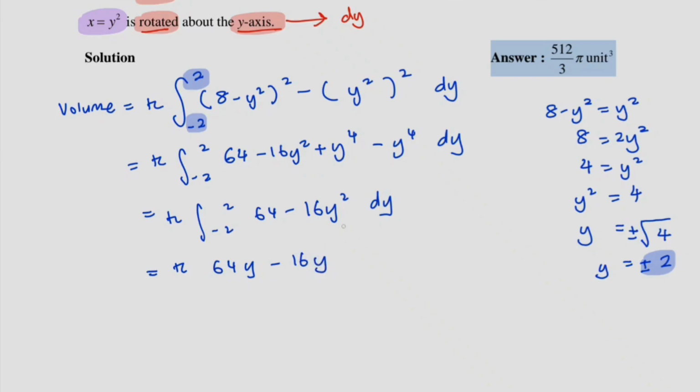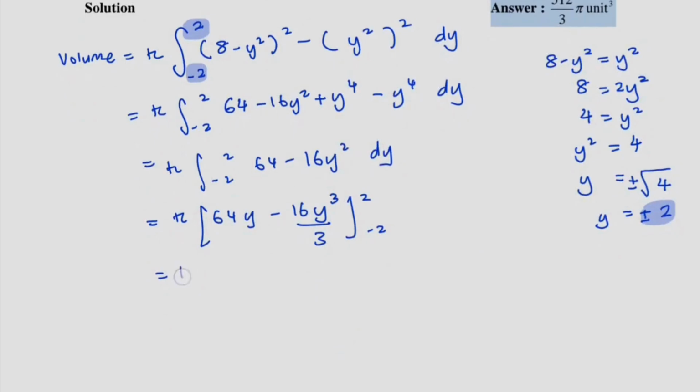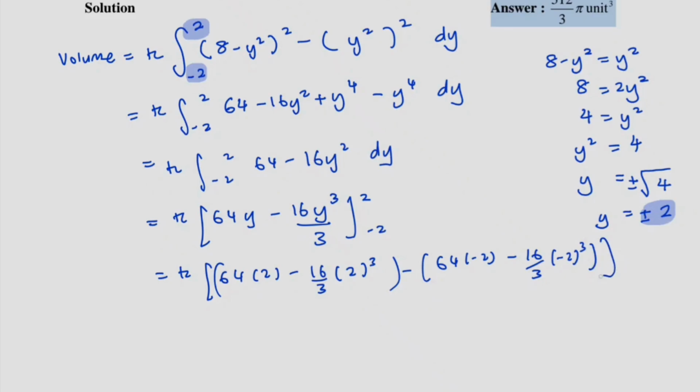Now you can integrate it in terms of y. So y power 2, increase the power by 1, and now the limit is 2 and negative 2. Substitute your limits inside your y. Okay, so it's 2 first, subtract with negative 2. And just press your calculator, which we have done before, it is 512 over 3 pi. Don't forget it's unit cube because it's volume.